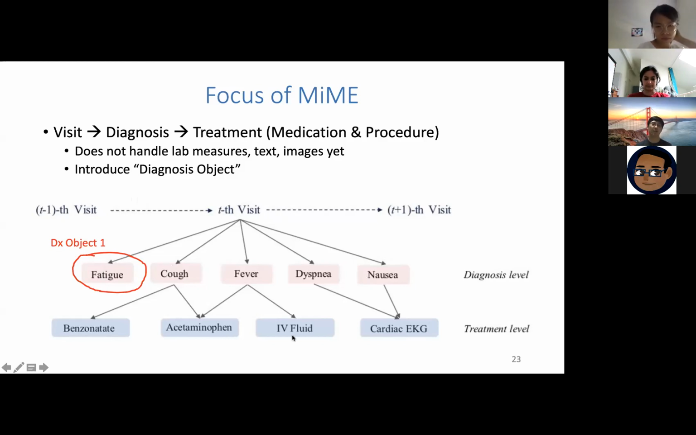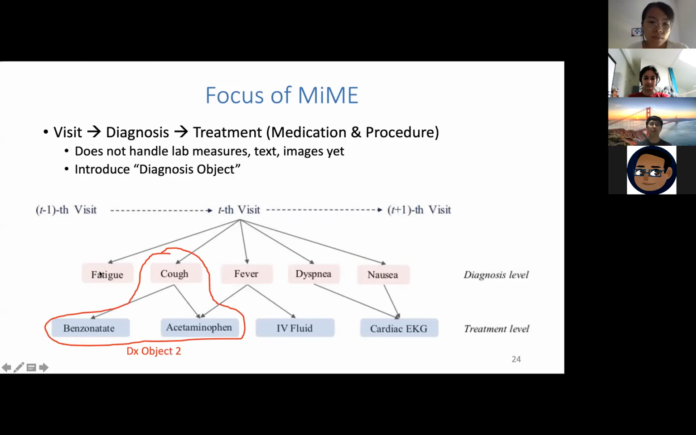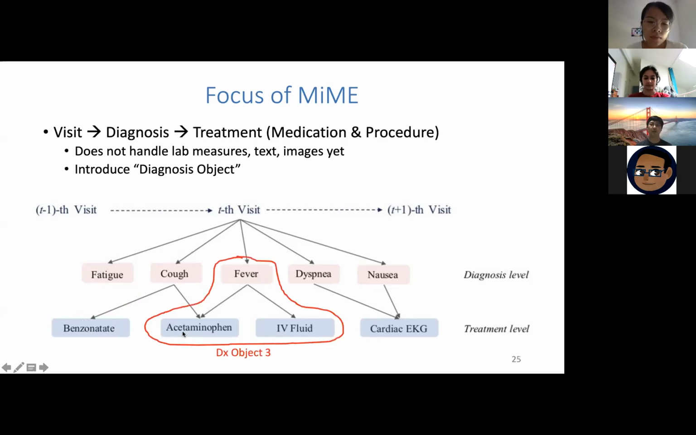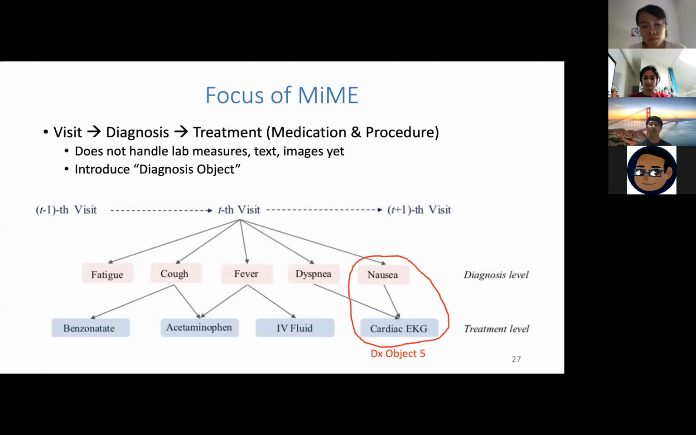Unfortunately, when I was working on MIME, I wasn't able to incorporate the lab results, so there are only 2 layers. And so I came up with a new concept called diagnosis object. In this case, there are 5 diagnosis objects. Diagnosis object 1 consists of just fatigue. Diagnosis object 2 consists of cough and its related treatment codes or treatment group. And DX object 3 looks like this, 4 looks like this, 5 looks like this.